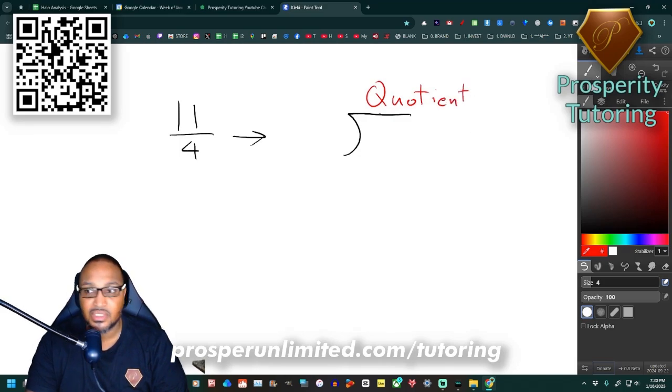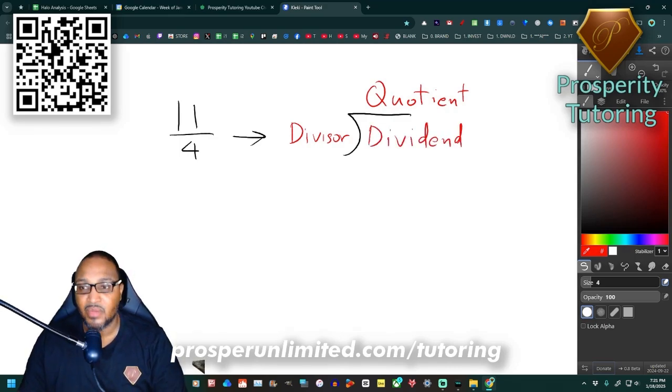It's called a quotient. And then the problem, the number outside of that, is going to be the divisor. And inside the box is going to be the dividend. I want you to take a second to pause the screen and remember these names, because these are names we don't typically use at the dinner table, but concerning division, we're going to use them all the time. So go ahead and pause.